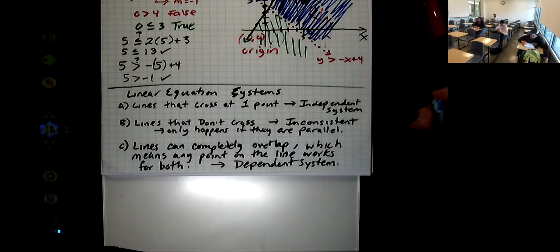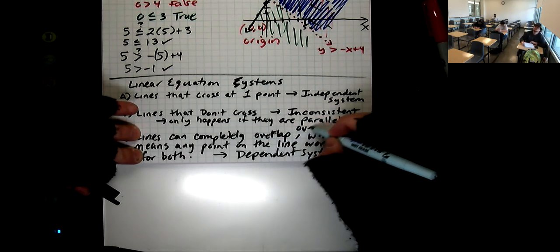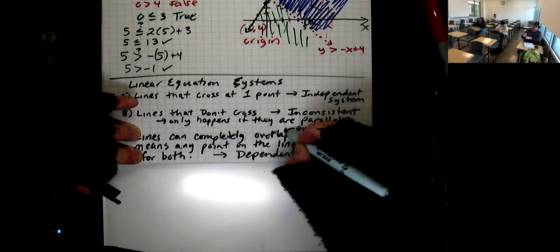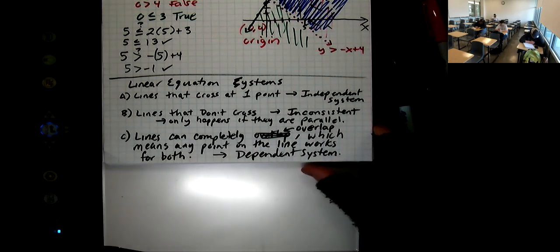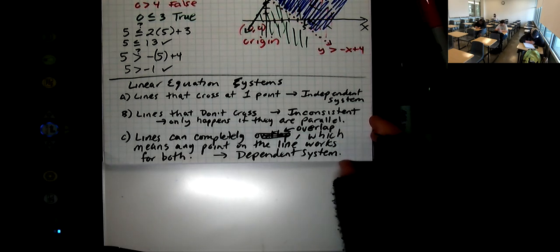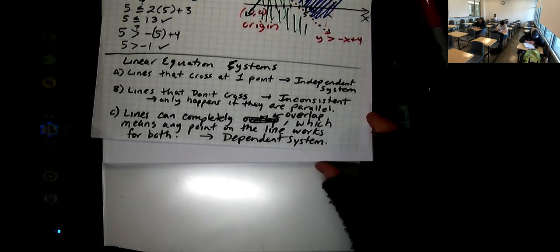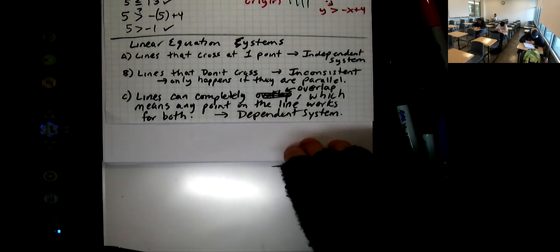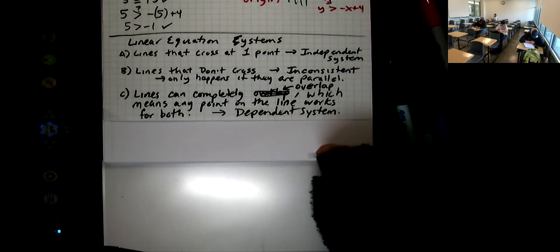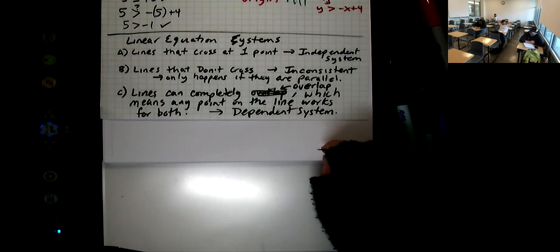You guys ready? So since lines can completely overlap, it's basically the same line. And we'll see examples of these today. I'll show you an example of both the inconsistent system and an independent system. What's up, Two Eyes? I don't even wear glasses. That's fine.